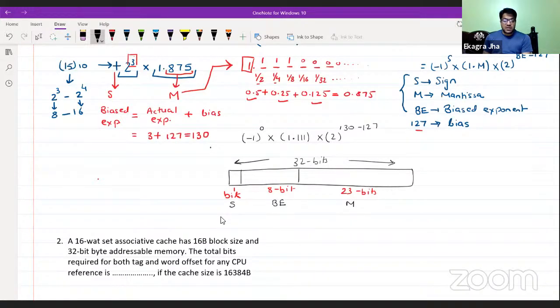The sign in our case is 0. The biased exponent is basically 130. So 130 in binary we can write as 128 plus 2. So 1, 2, 4, 8, 16, 32, 64, and 128. So this will be the 8-bit representation of 130, the biased exponent. And the remaining mantissa part will be 1, 1, 1, and the remaining 20 bits will be 0.